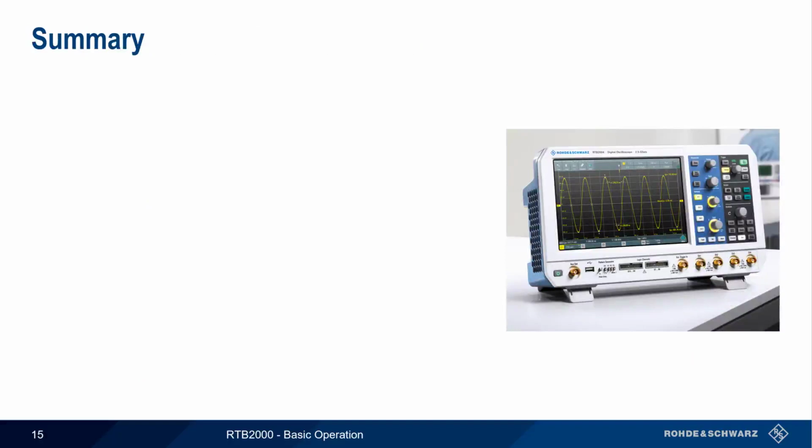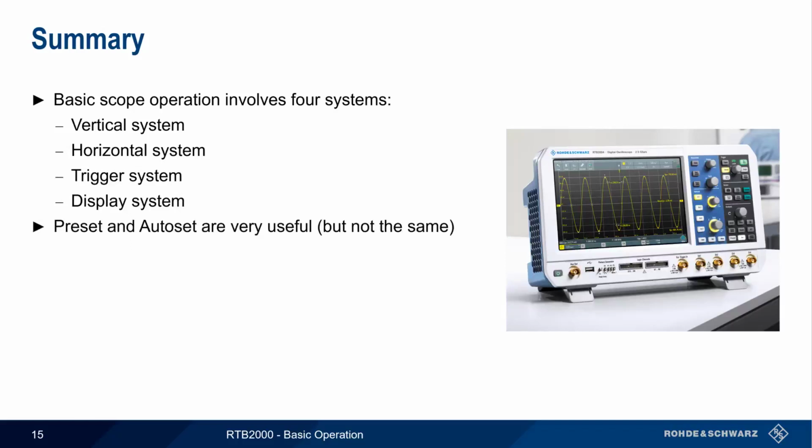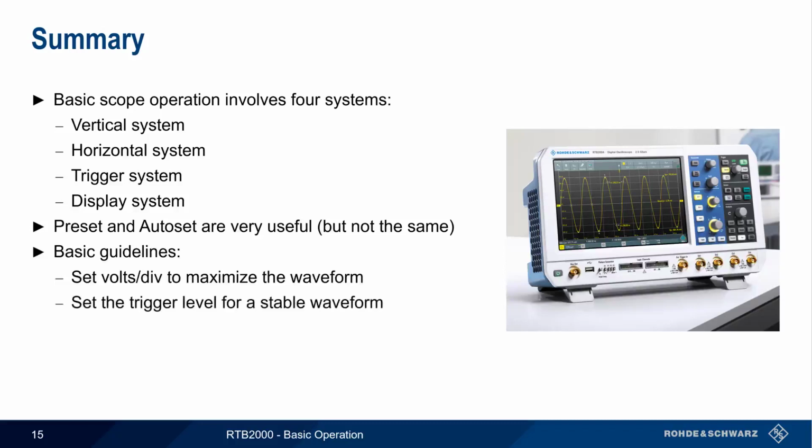Let's summarize the main points. Basic oscilloscope operation involves the configuration of 4 systems: the vertical system, the horizontal system, the trigger system, and the display system. A good starting point for many scope measurements is Preset and/or Autoset, but be sure to remember the difference between them. Making good voltage versus time measurements is easier if you follow a few simple guidelines, such as setting volts per division to maximize the waveform on the screen, setting an appropriate trigger level to get a stable waveform, and using automated measurements whenever possible for both speed and accuracy.